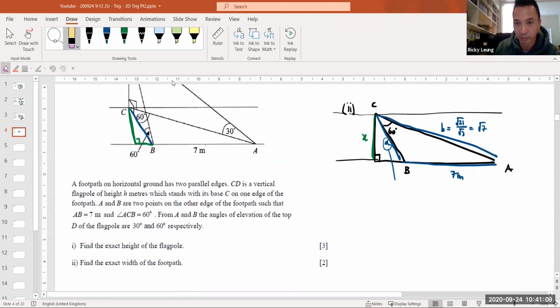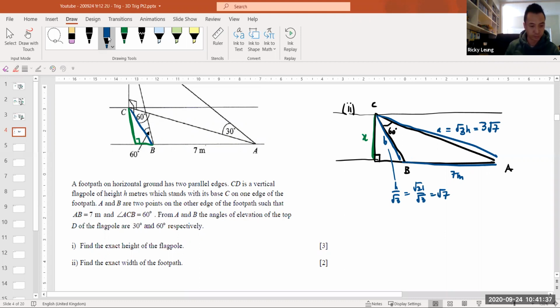So in my diagram, I actually called this B and this A. So A is root 3H, which is 3 root 7, and B is H on root 3, which is root 21 on root 3, which is root 7. Just so we can get that correct.